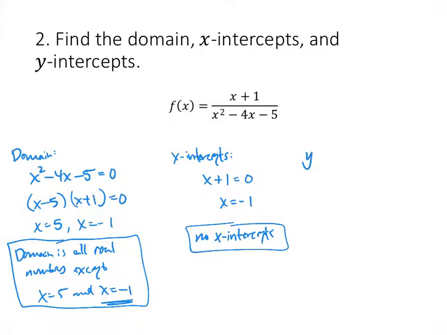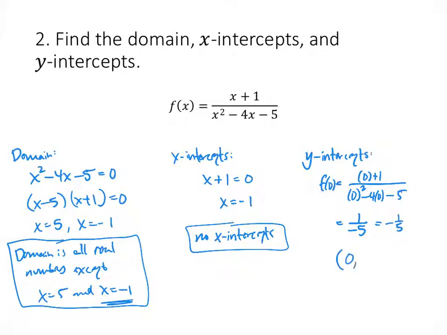For the y-intercept, we plug in x equals 0. 0 is in the domain, so we can do that. So we get f of 0, which is going to be 0 plus 1 divided by 0 squared minus 4 times 0 minus 5. That's going to be 1 on the top, negative 5 on the bottom. That's negative 1/5. And so the y-intercept is going to be 0, negative 1/5.